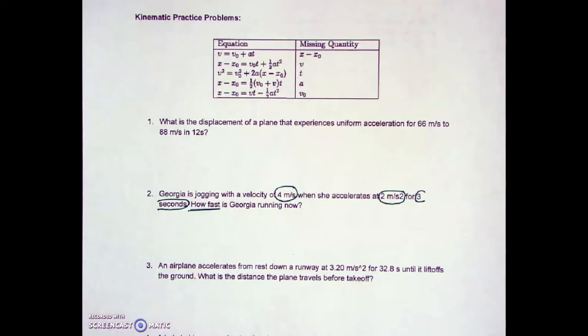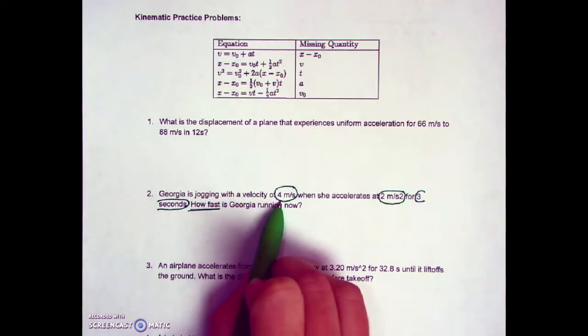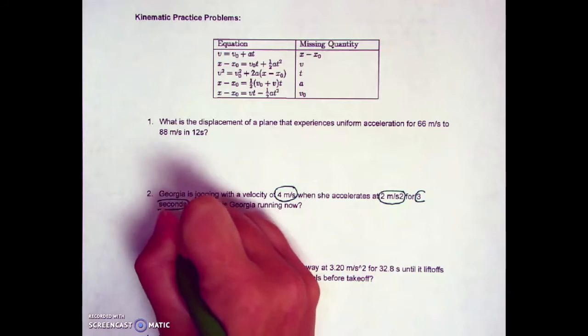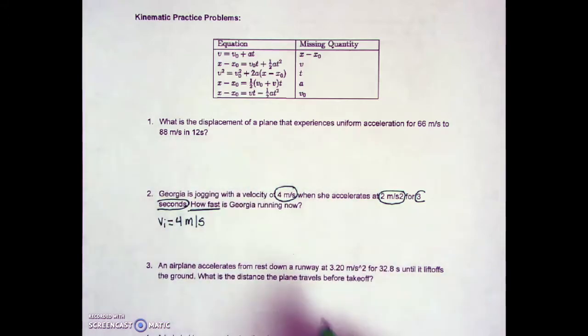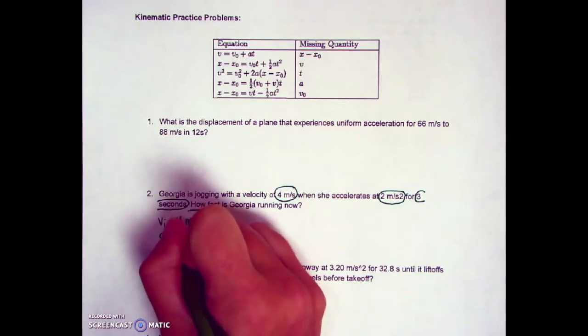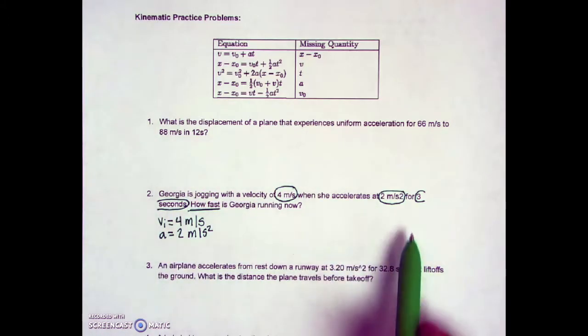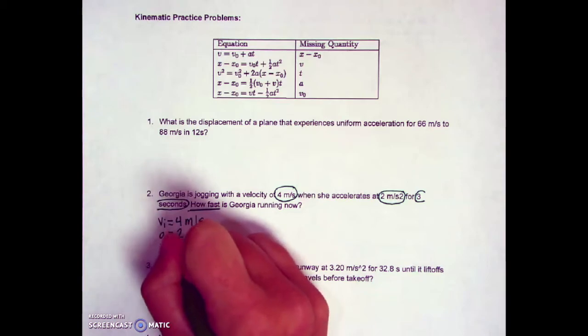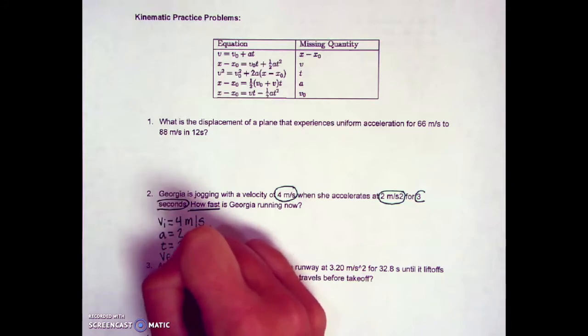Now that we've identified the important parts of this problem, let's make a list of givens to help us determine what these values actually stand for. Georgia is jogging with a velocity of 4 meters per second, so my VI is 4 meters per second. She's accelerating at 2 meters per second squared, so my acceleration is 2 meters per second squared. Then I have 3 seconds, so my time is 3 seconds. And I'm looking for how fast, so I'm looking for my final velocity, the speed she ends up at.